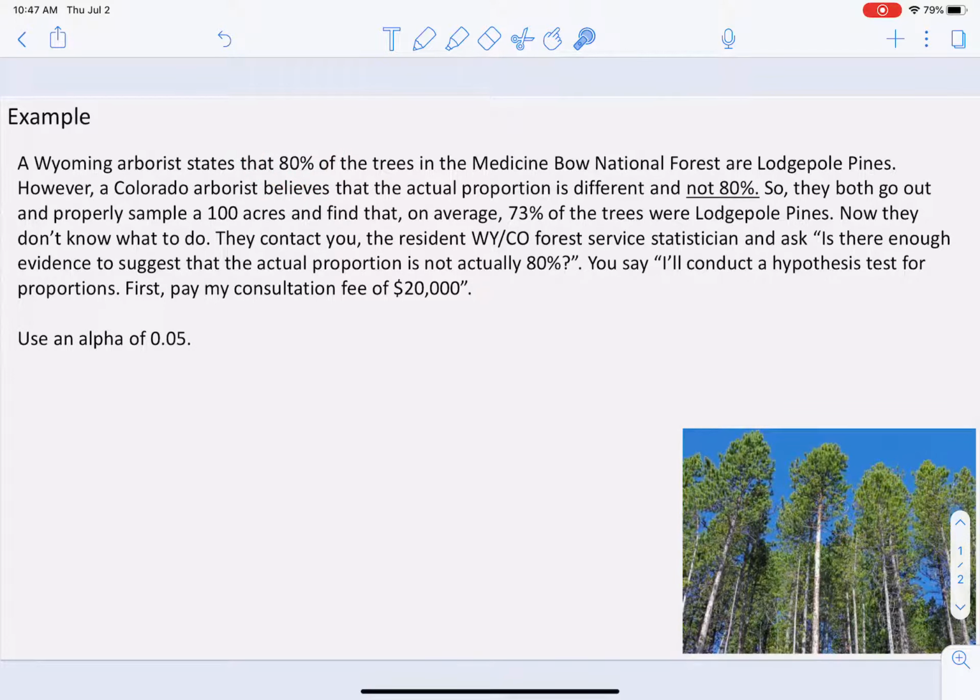So they both go out and get a proper sample of 100 acres, and they find that, on average, 73% of the trees were lodgepole pines. So now this is our new proposed proportion. Now they just don't know what to do, so they contact you, the resident statistician, and they ask, do we have enough evidence to suggest that the actual proportion is not 80%? And you say, for sure, I can conduct a hypothesis test, and that'll be that.